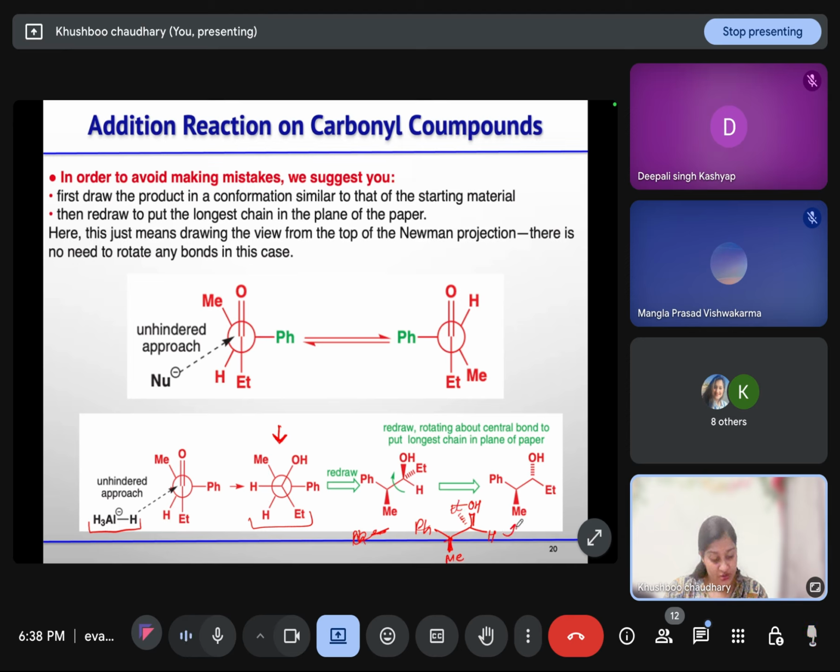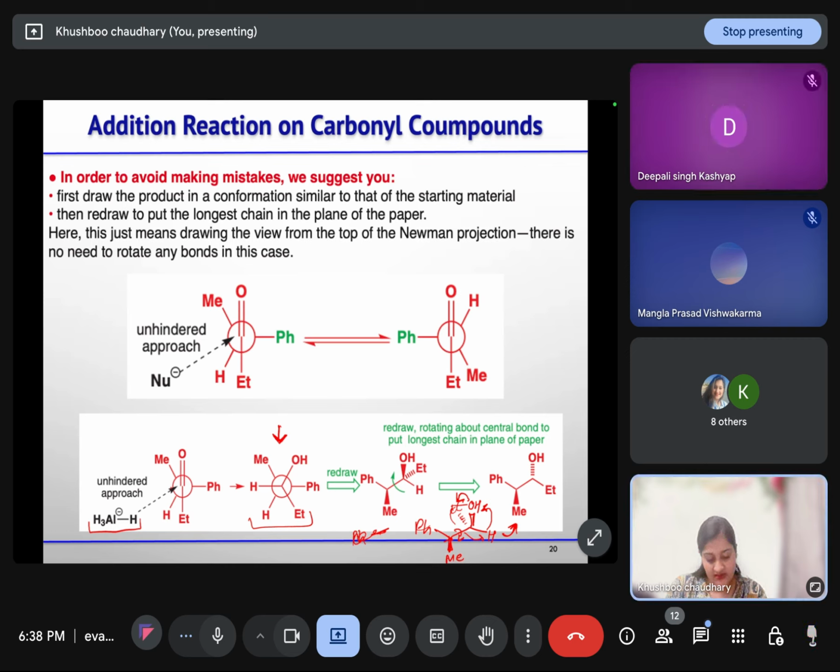Now for converting this to this, we can rotate about this bond. So if we rotate, if we want ethyl in plane, so ethyl will go in plane, hydrogen will go above, hydroxy will go down. So you will get this one. Clear? Any doubt in forming or giving this planar notation? Yes, ma'am. Clear, or any doubt is there? No, ma'am. Doubt is there.